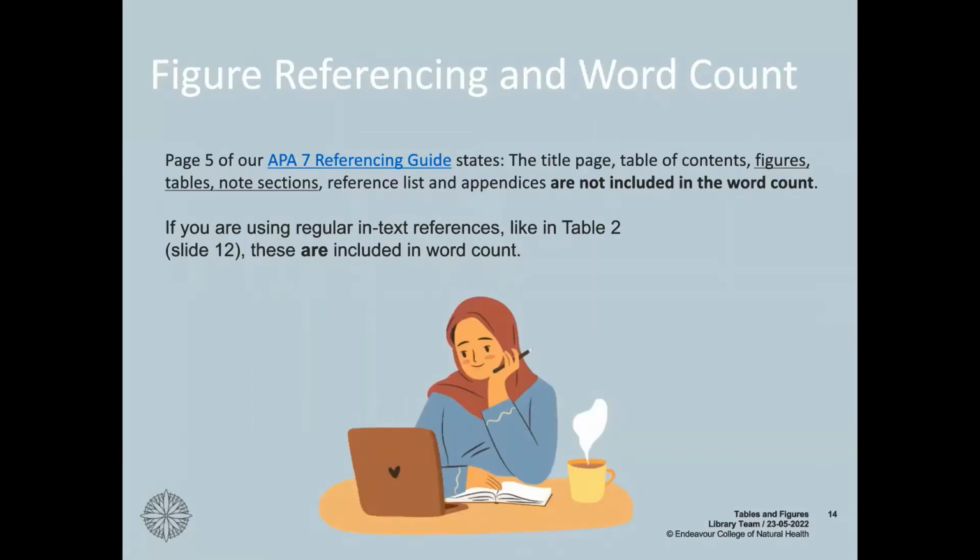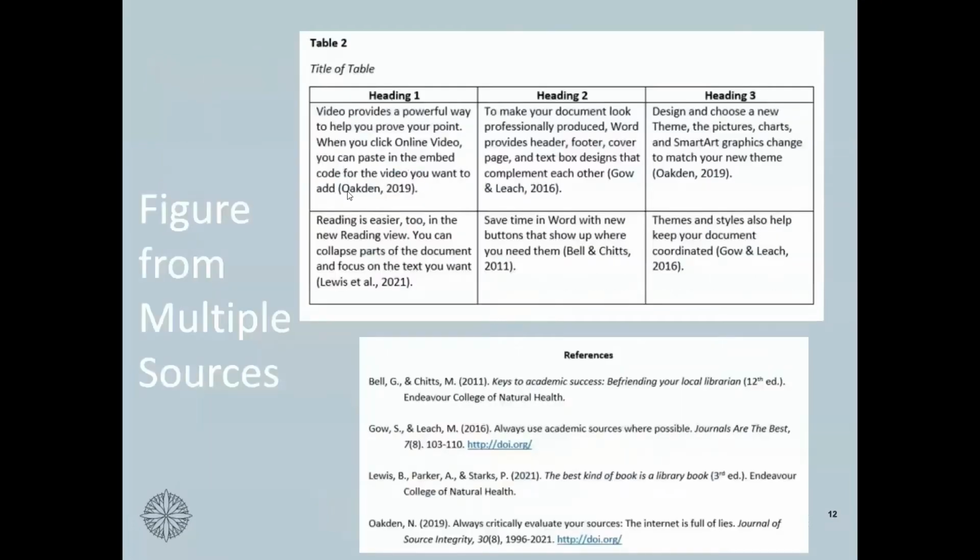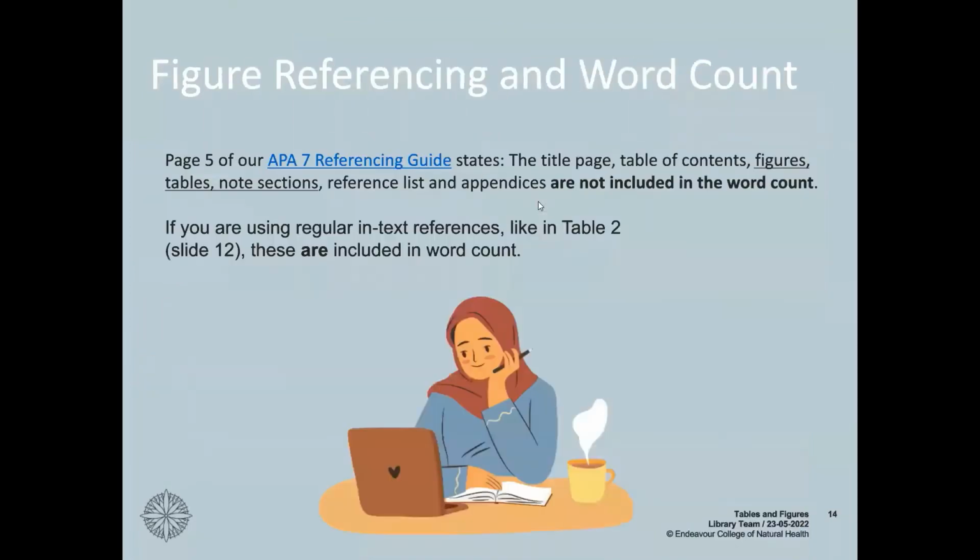Note sections are pretty bulky and would eat up a lot of words, but thankfully, according to the APA 7 referencing guide, the figures, tables, and note sections in your assignments are not included in the word count. The in-text references are, so for example, if you've created a table and added references like this, these do count, but those blocky note sections absolutely do not.